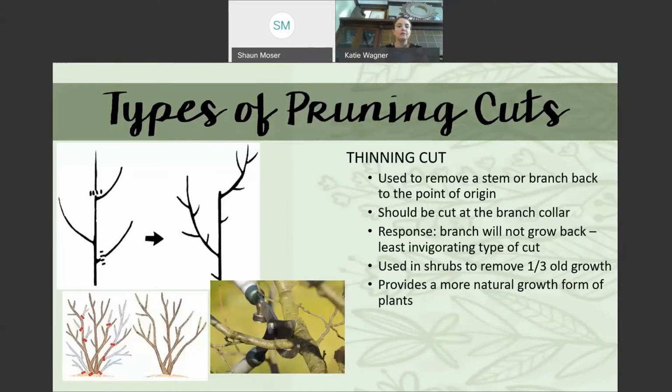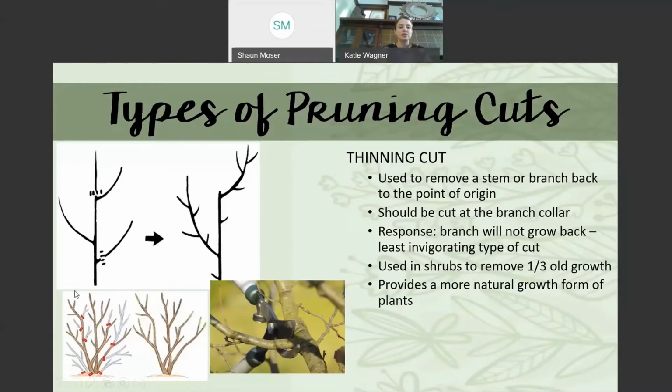One thing that we definitely want to avoid is ever making a cut. If we're making a heading cut, we're always cutting back to just above a bud. We never want to make a cut where, for example, say we made a cut here just above the junction, but quite a bit above the junction, leaving a little stub. That's a cut that we want to avoid. That looks very unnatural. It's actually pretty unhealthy for the plant as well. So heading or thinning, you have to choose. Are you cutting back to a bud or are you cutting back to a natural junction?